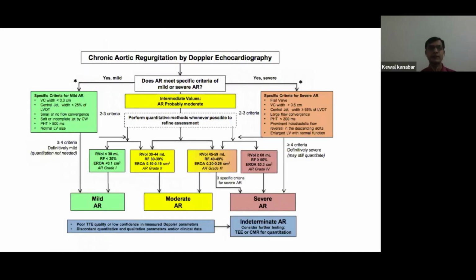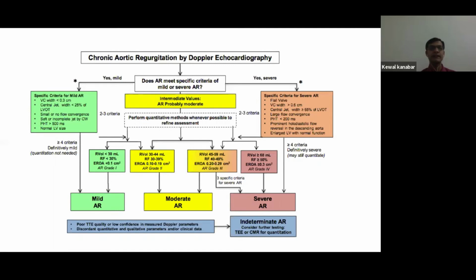Now, the criteria for severe aortic regurgitation are if the vena contracta width is more than 6 millimeter, if AR jet height by LVOT diameter is more than 65%, pressure half time is less than 200 milliseconds, and if there is prominent holodiastolic flow reversal in descending aorta, and especially if the LV is enlarged. If 4 of these criteria are met, we can label this as severe AR.